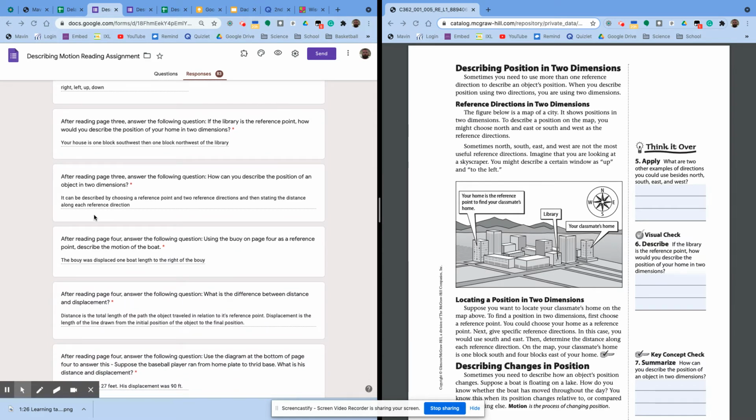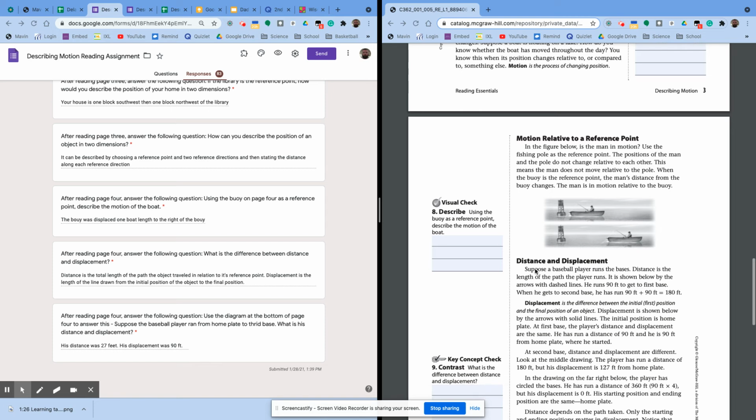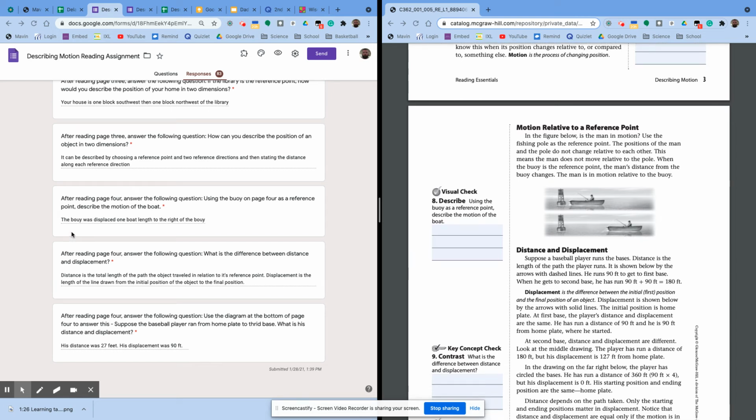How can you describe the position of an object in 2 dimensions? I wrote it can be described by choosing a reference point and 2 reference directions and then stating the distance along each reference direction. On page 4, it says using the buoy as a reference point, describe the motion of the boat. I thought that it was roughly a boat length, so that was my distance. I said that it was 1 boat length to the right of the buoy. You could also say it's 1 boat length positive of the buoy.